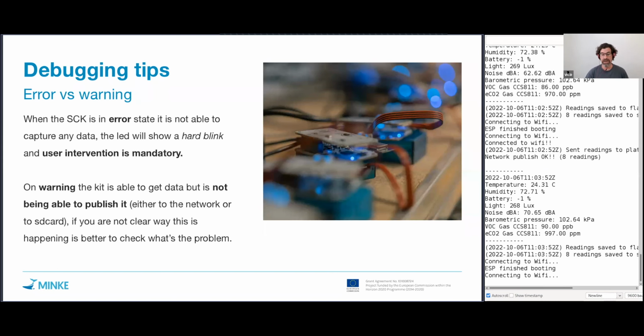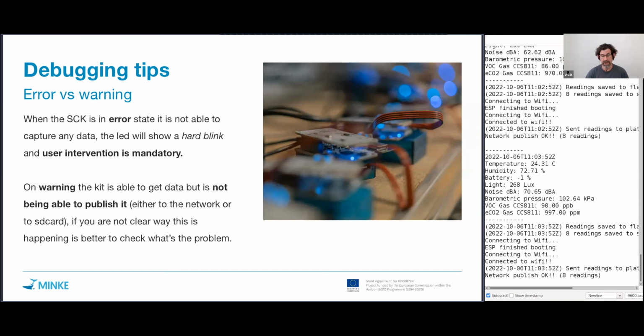Unless you understand why the kit is on warning mode, for example, if you know that you have the kit on a bicycle and you're outside and the Wi-Fi is not available at that point, then you understand why the kit is complaining, but you know there's no problem because when you come back home, the Wi-Fi will be available again. So if you understand what the problem is, don't pay attention to it. But if you don't understand, it's important to see what's happening because the data won't arrive at the platform or won't be on the SD card when you take it out.